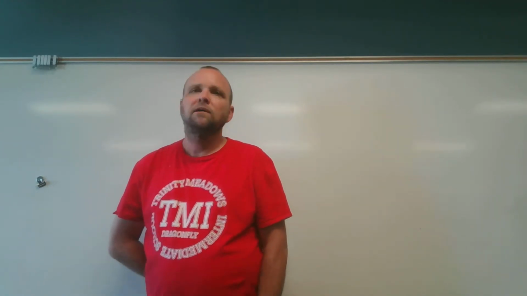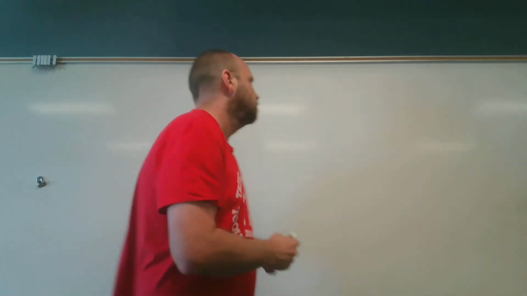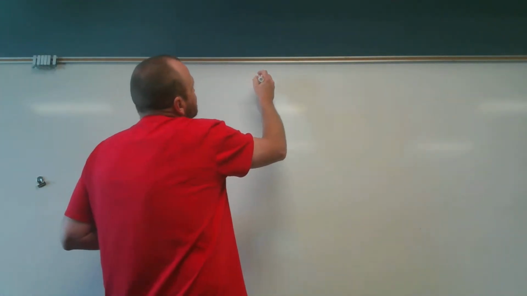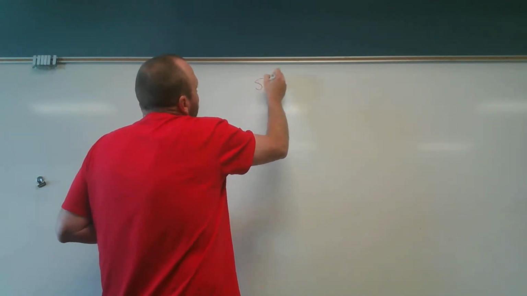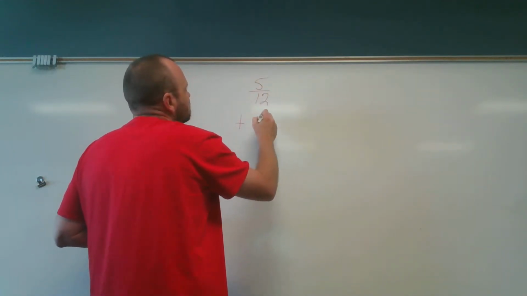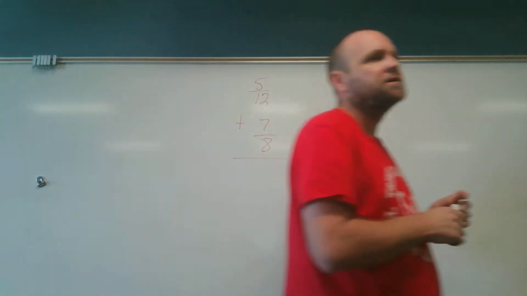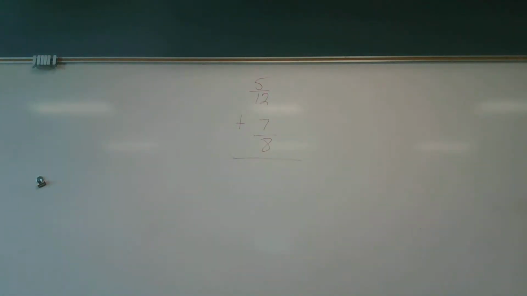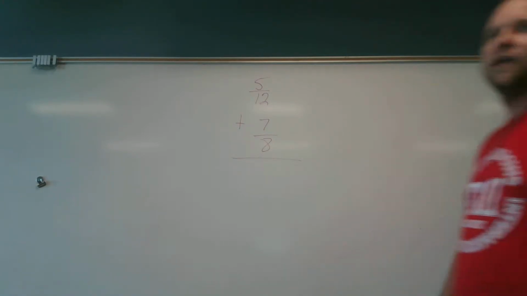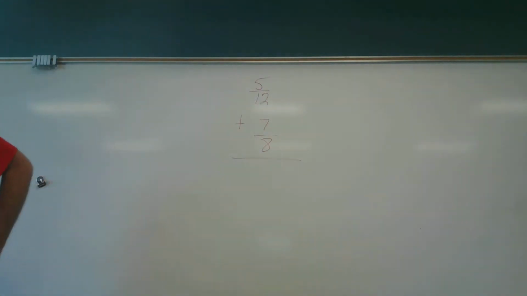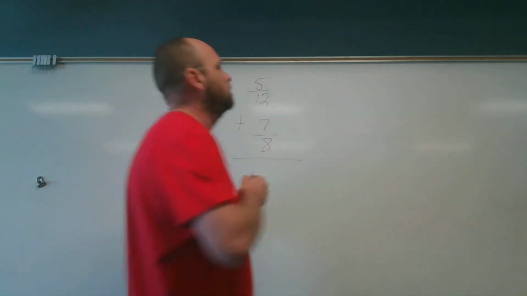So our first adding fractions problem is 5/12 plus 7/8. 5/12 plus 7/8. So our first thing we have to do is what, Matilda? You have to change the denominator to the same number so you can subtract or add. Good. You have to have a common denominator. We try to use the least common denominator.